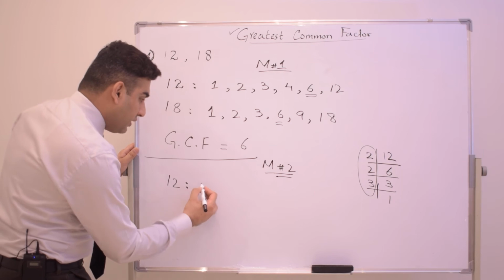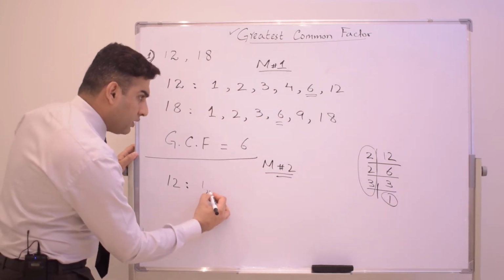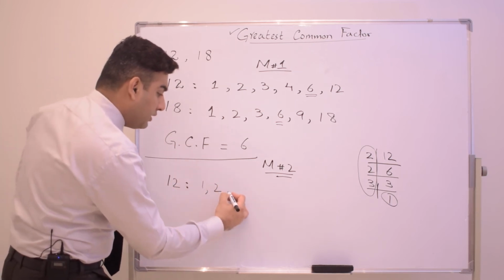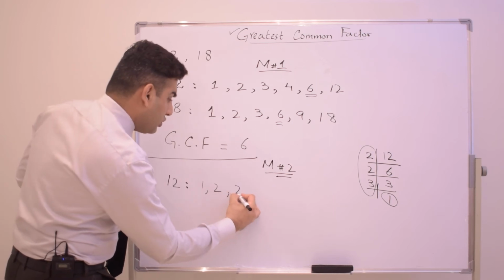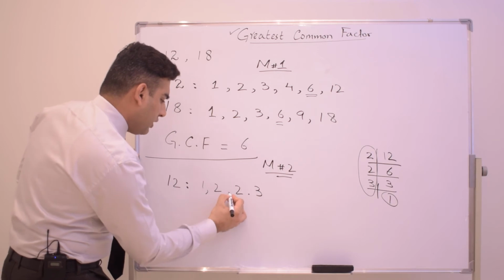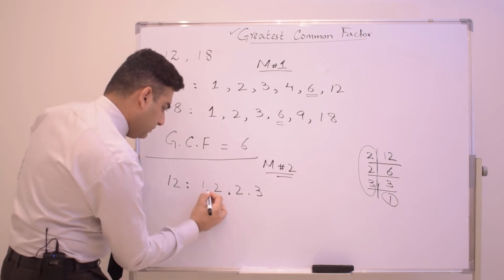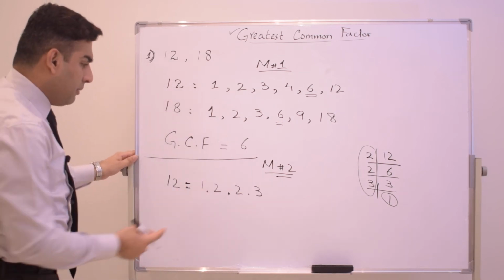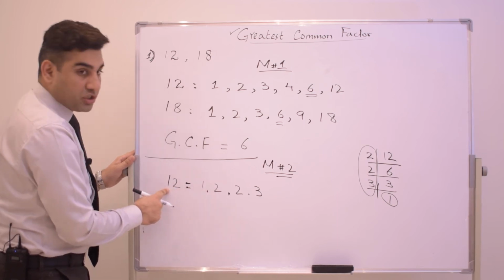So I'm going to write here, and also you can mention this 1 always. I'm writing them in the ascending order: 1, 2. And again I have 2, and then I have 3. You can also put the multiplication sign if you want, because 3 times 2 is 6, times 2 is 12, times 1 is 12, which is equal to 12.